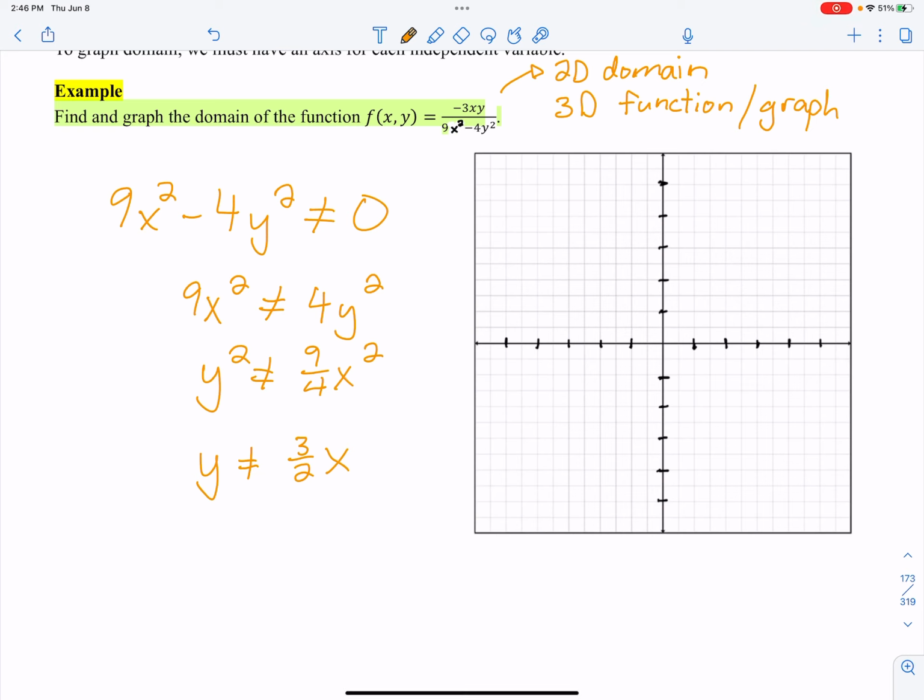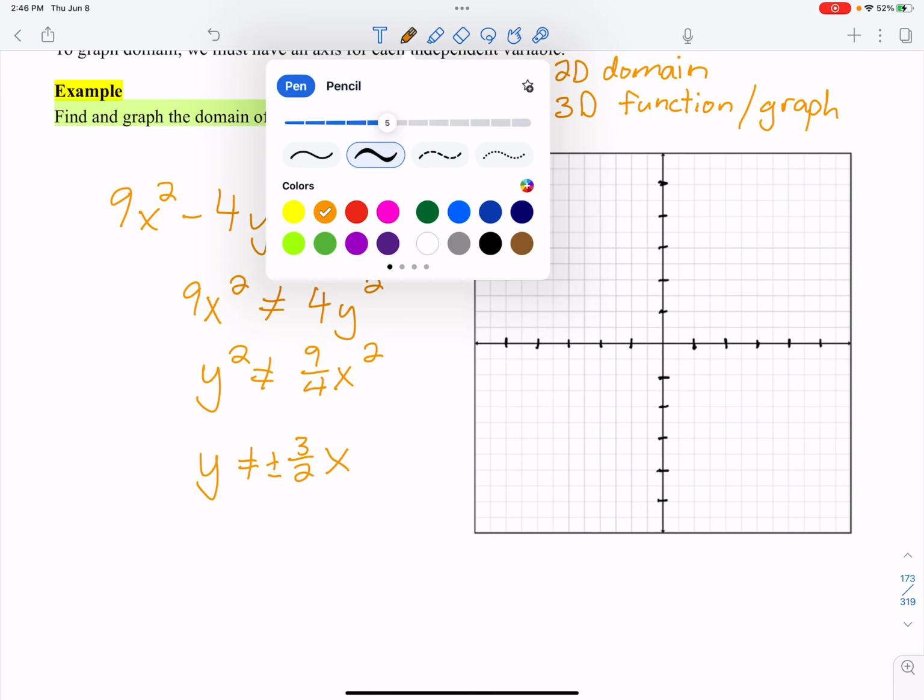One thing you have to be very careful. You took the square root of both sides. We got to introduce a plus or minus. Okay, so this is just a line. And I'm going to graph this on our graph in a dotted line. All right, so here's my dotted line.